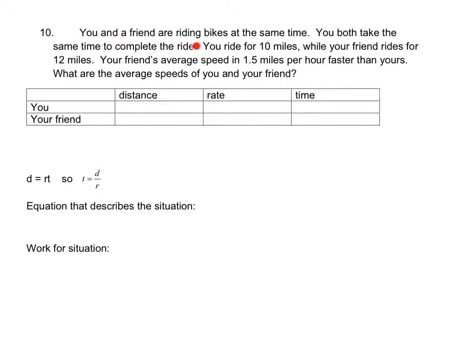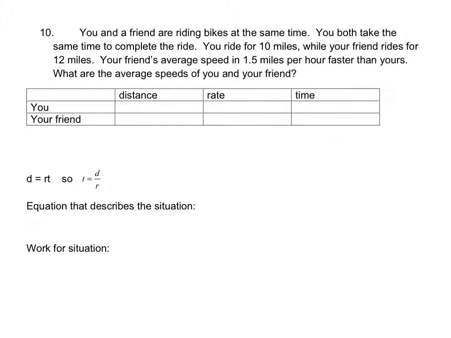Let's take a look at another one. You and your friend are riding bikes at the same time. You both take the same time to complete the ride. You ride for 10 miles while your friend rides for 12 miles. Your friend's average speed is 1.5 miles per hour faster than yours. What are the average speeds of you and your friend?